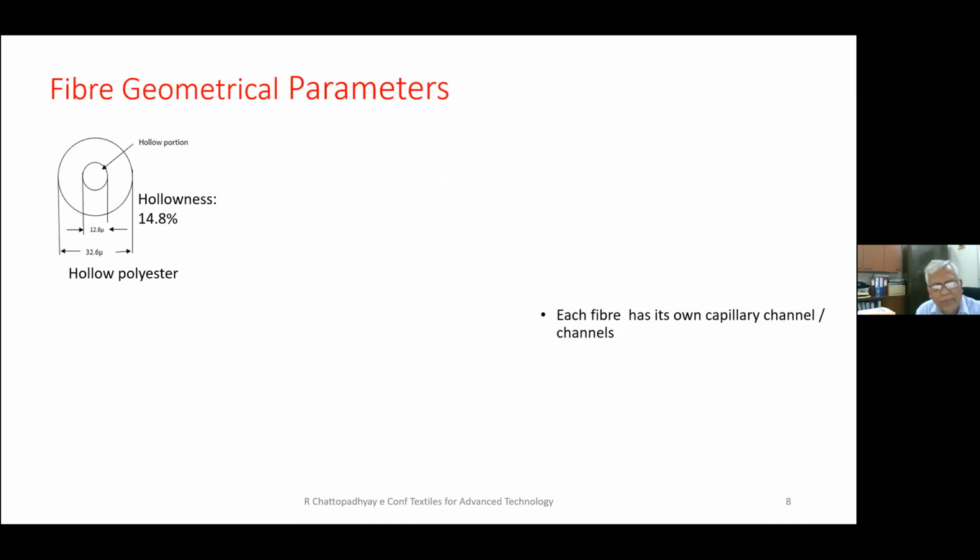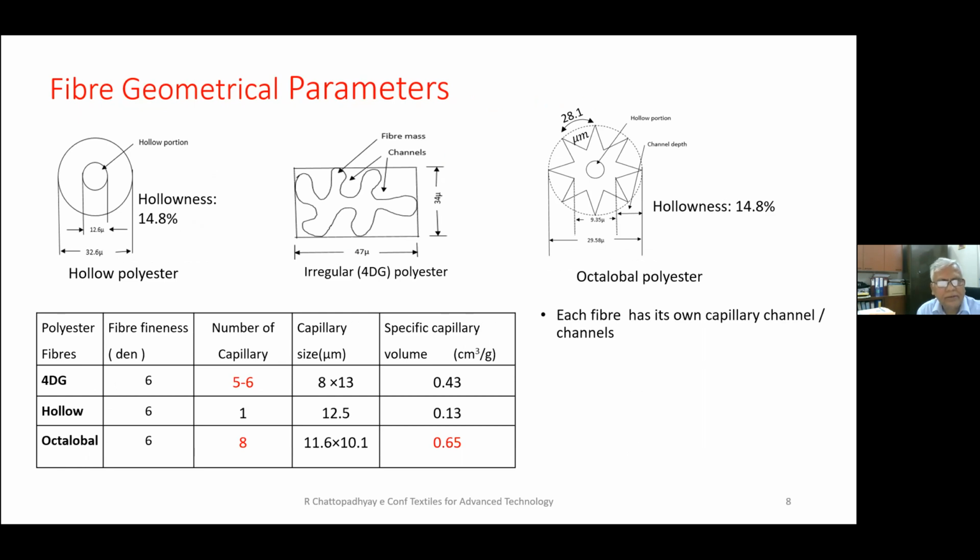From there, we try to find out the parameters which are relevant from the point of view of capillary formation. If we look at the hollow polyester fiber, it has an overall diameter of 32 micrometer, and the hollow part is around 12.6 micrometer. So only one hollow channel is there inside the fiber. The 4DG fiber is roughly rectangular in shape if you look at the boundary; it has a length of roughly 47 micrometer and a breadth of 34 micrometer. And then we have octalobal fibers, where there are 8 different lobes, with a lobe dimension of 28.1, and the overall diameter of the fiber is 29.58 micrometer, close to 30.